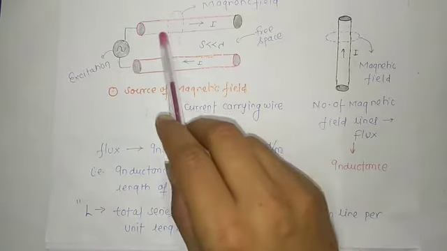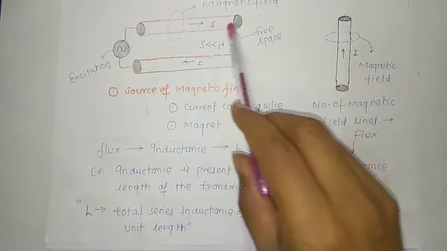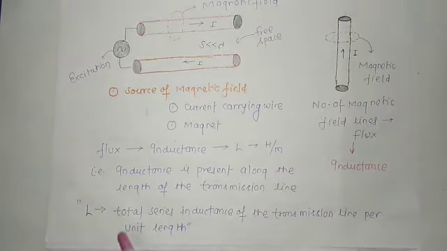This inductance is also generated in series form. So how can we define L here? The total series inductance of the transmission line per unit length. Per unit length means definitely this element is distributed along the structure.